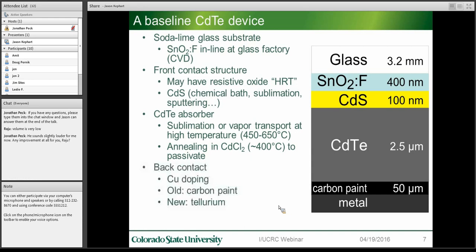To make a back contact to the device, the back surface of the cadmium telluride is doped with copper, and traditionally we've put a carbon-containing paint at the back surface. But based on some work reported by the University of Rochester, I developed an evaporated tellurium back contact, which is very simple and seems to work better.